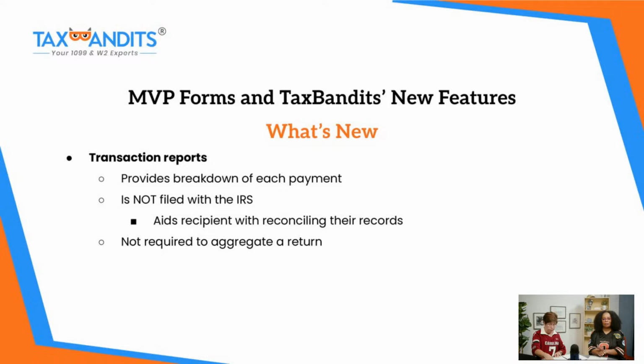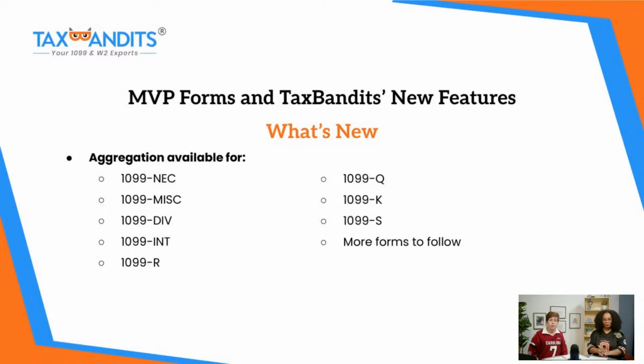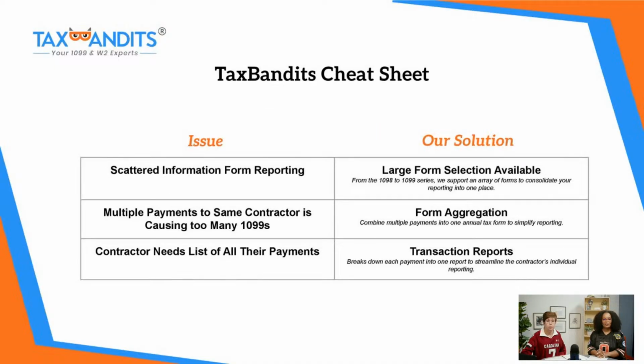All right, so here's what's new with the transaction reports. The transaction report is going to provide a breakdown of each payment. This is something that is not filed with the IRS. What it does do is aid recipients with reconciling their records, and it's not required to aggregate a return. These are some other new forms. First of all, the aggregation filing is available for the NEC, the MISC, DIV, INT, and R, 1099-Q, KS, and then we've got more forms to follow. Almost the whole alphabet.